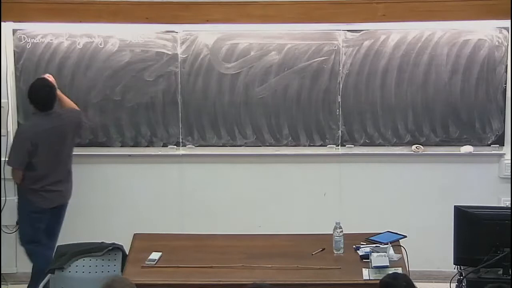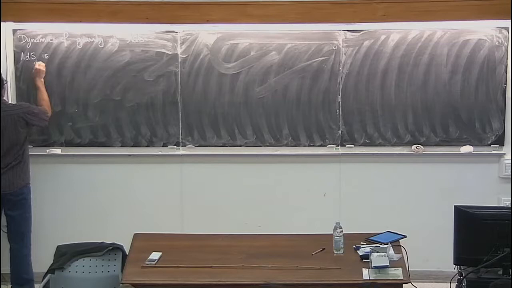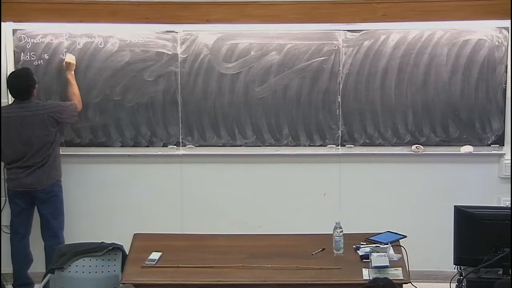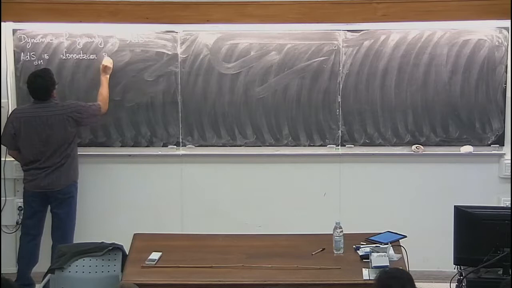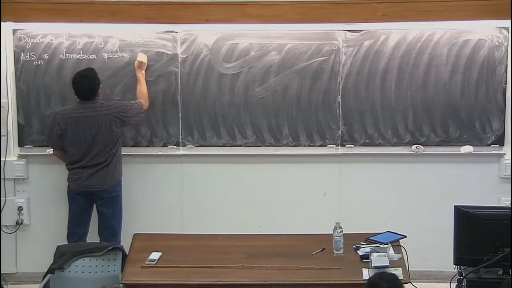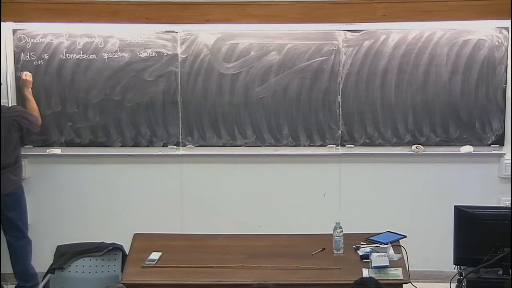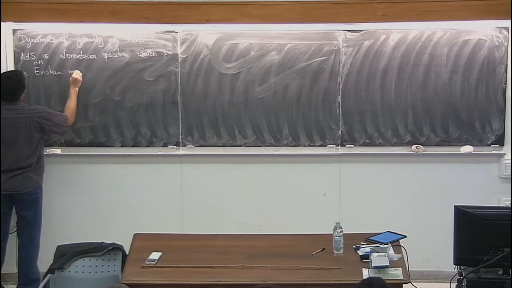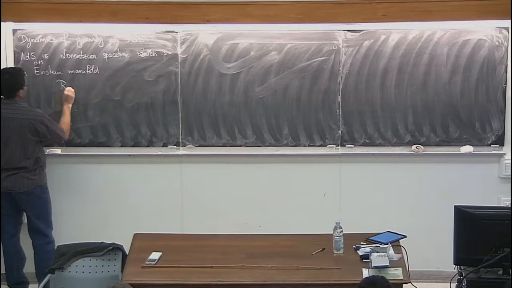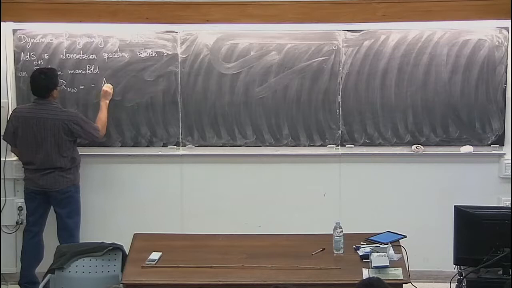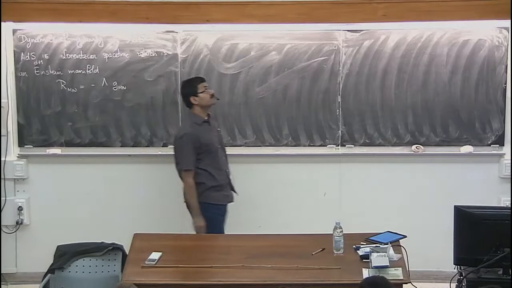So AdS is a Lorentzian spacetime. I'll work in D+1 dimensional AdS, which solves Einstein's equations, and work out what the cosmological constant is.